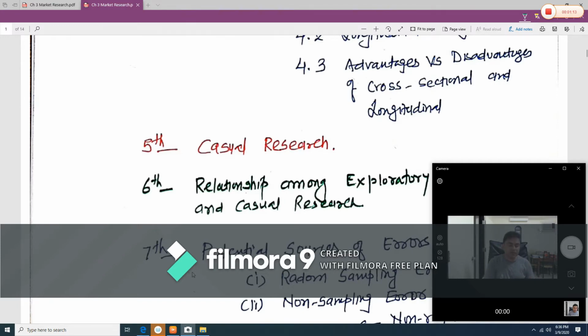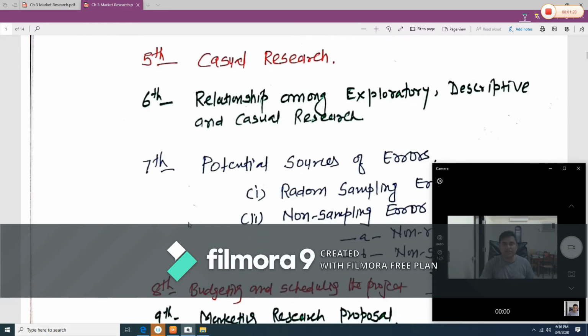Now under that, first we will see what is causal research, when you are going to conduct the causal research, what are the situations under which it is necessary to conduct the causal research, and what things exactly you need to do in causal research. Next is the relationship amongst the exploratory research, descriptive research, and causal research. Because all 3 are actually research, but there is a fundamental difference amongst these 3, and you need to understand what is the difference between exploratory research, descriptive research, and the causal research.